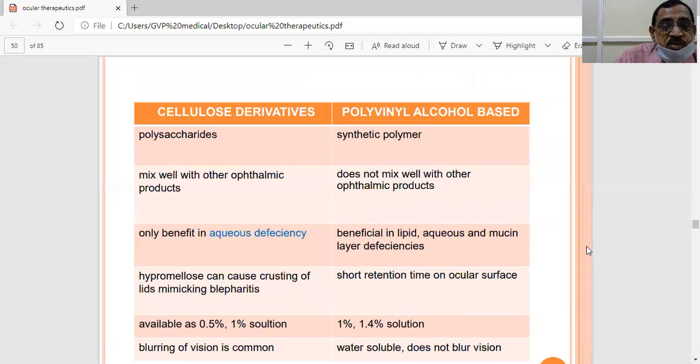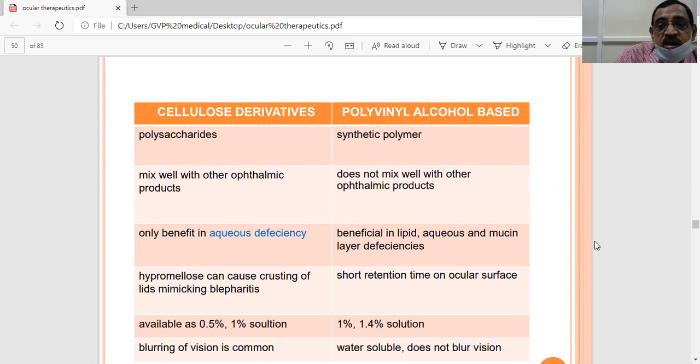Polysaccharides and synthetic polymers. Cellulose derivatives mix well with other ophthalmic products. Their only benefit is in aqueous deficiency, and hypromellose can cause crusting of lids mimicking blepharitis. They are available in 0.5% and 1% solution. Blurring of vision is common with these cellulose derivatives.